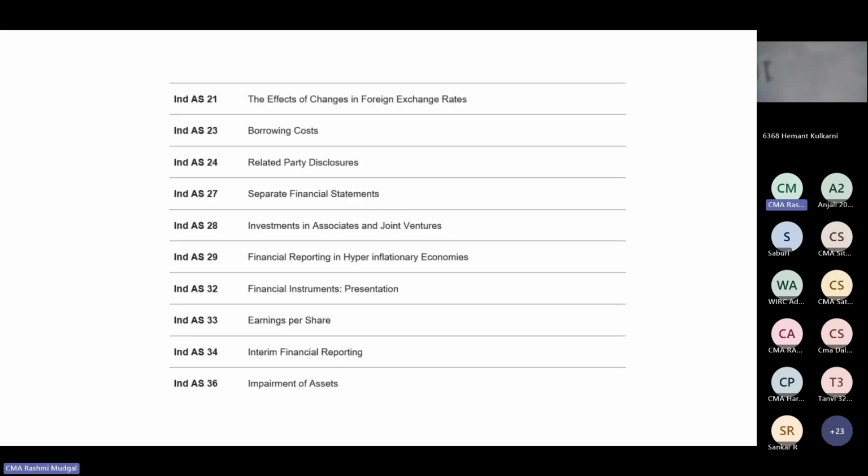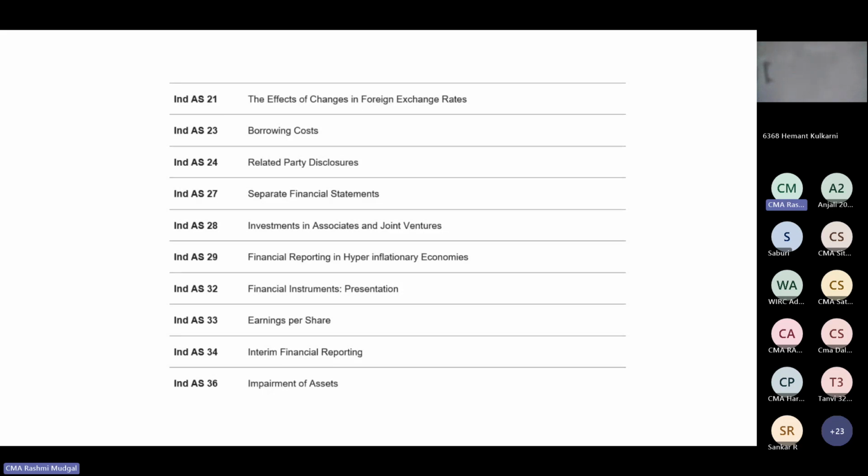Now comes Ind AS21. What it says is about foreign exchange. As India is a developing country, we are doing so many cross-border businesses. We are exchanging dollars and pounds with Indian rupees. These rates are changing on a daily basis. How will we report any profit or loss in a transaction of exchange of foreign currency?